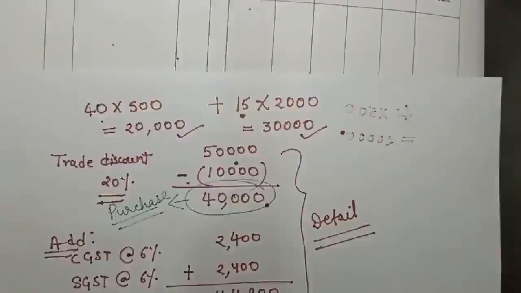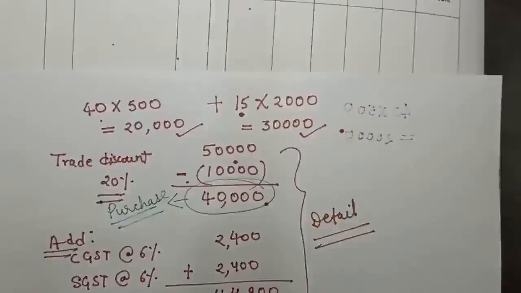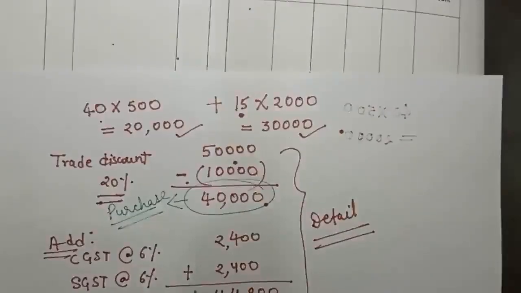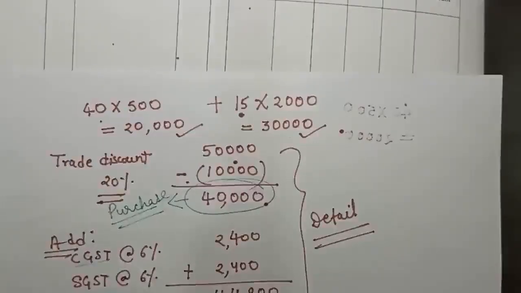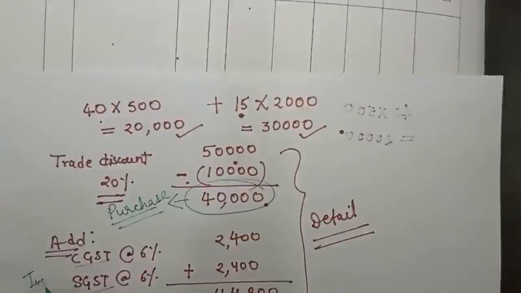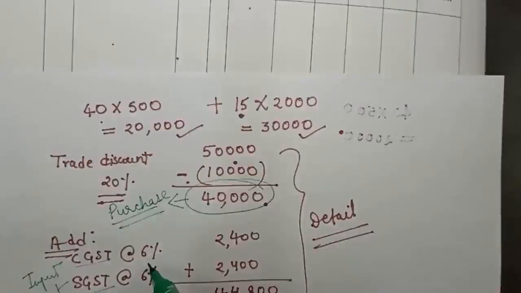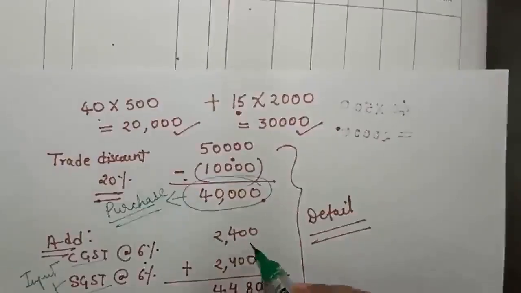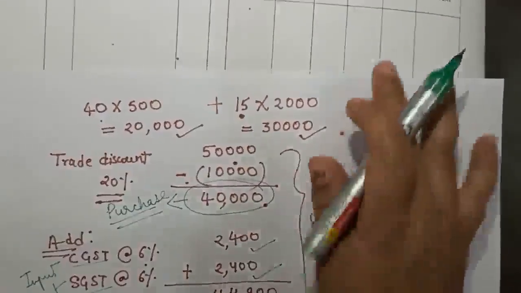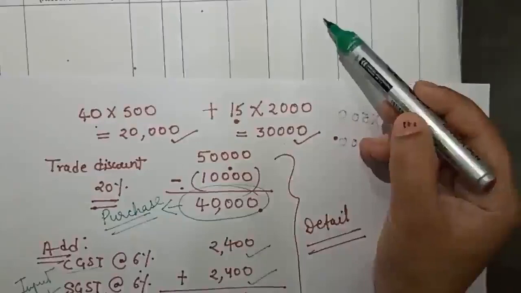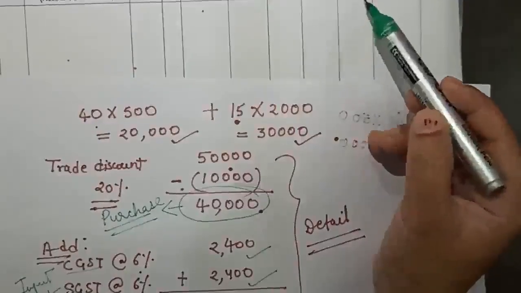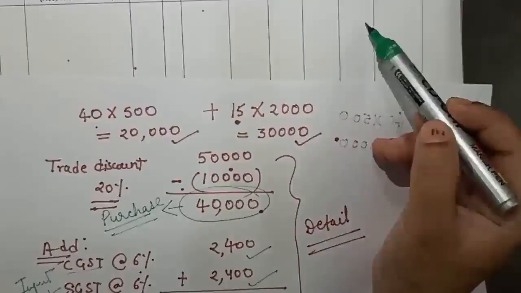Then input CGST and input SGST. The transaction has taken place in Delhi. The purchaser and seller both belong to Delhi. So we have the CGST and the SGST. Input CGST and input SGST at the rate of 6%. 2,400 will be mentioned in these two columns. Integrated IGST will be left blank.